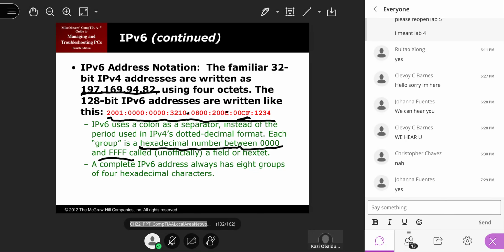In each group, how many symbols? 4 symbols. Each symbol, let's say 4, is represented by 0, 1, 0, 0. That is the 4. How many bits here? 1, 2, 3, 4. For every symbol, 4 bits. How many symbols in total? 32. 32 times 4 is 128.